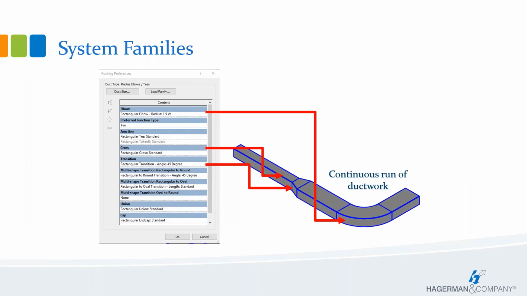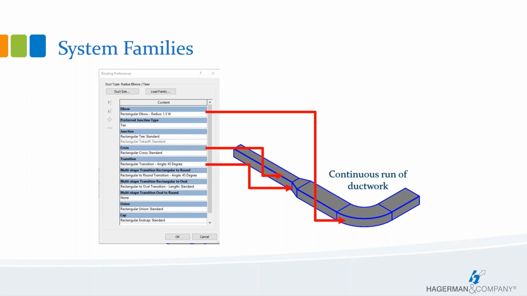Now, let's take a look at system families here. These are typically preset in the template or your project files. These include things like walls, roofs, floor slabs, ducts, pipes, conduit, cable tray, and even text and dimensions. One of the cool things is that they can incorporate one or many different component families and stitch them together as a single working system.